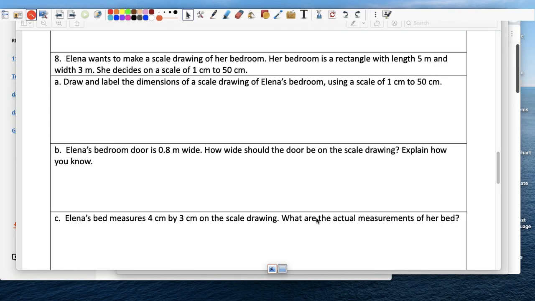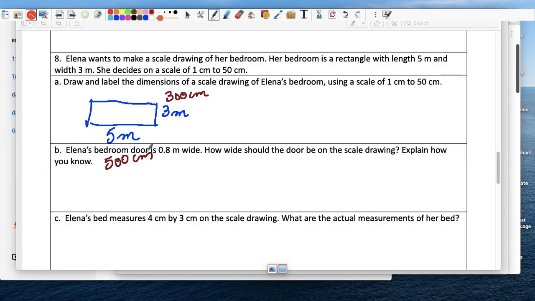Alright, so where was I? It was 5 meters. We have a bedroom, which measured 5 meters here, and this was 3 meters. I'm going to change this to centimeters, so this became 300 centimeters, and this became 500 centimeters. So I'm still on question A.